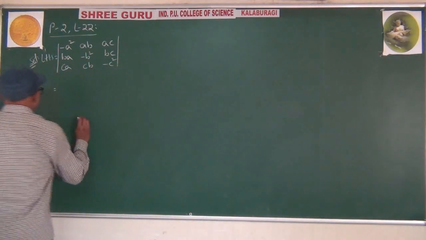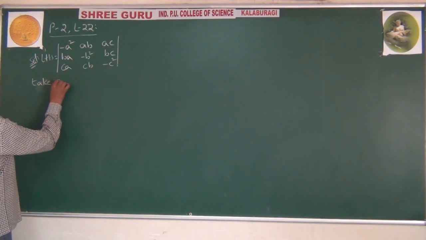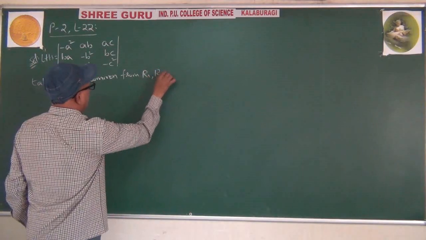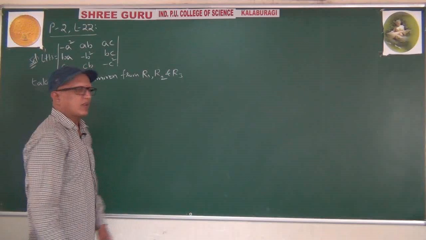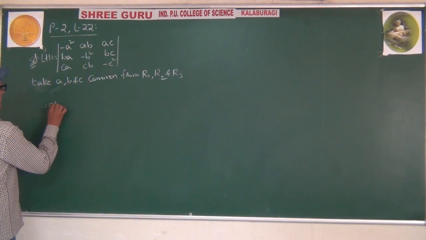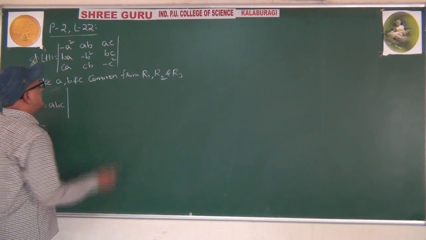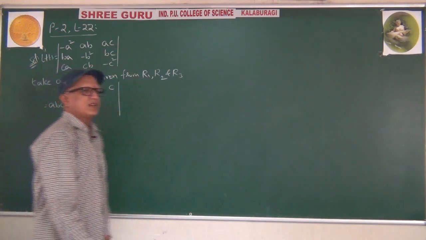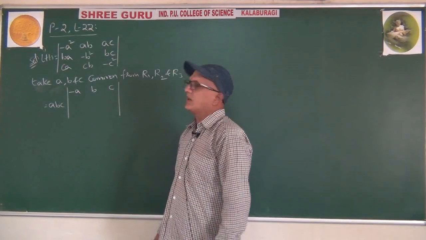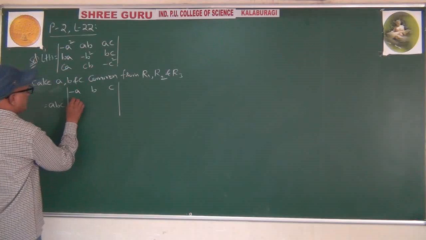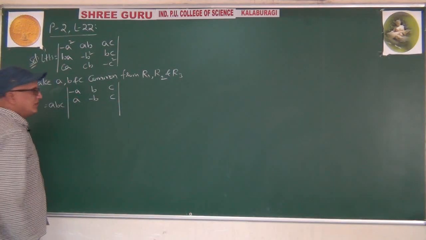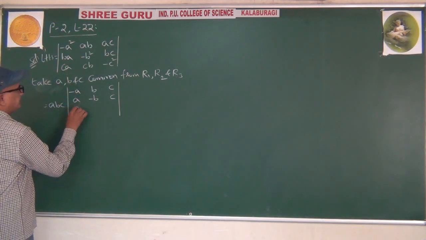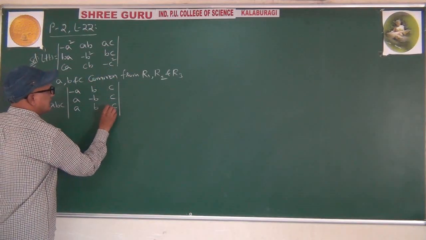Let us take A, B and C common from R1, R2 and R3, from first row, second row and third row. A came out from first row. A went out, so minus A is left. From second row B went out, so A, minus B, C. From third row C went out, so C, A, C, B, minus C. Right?